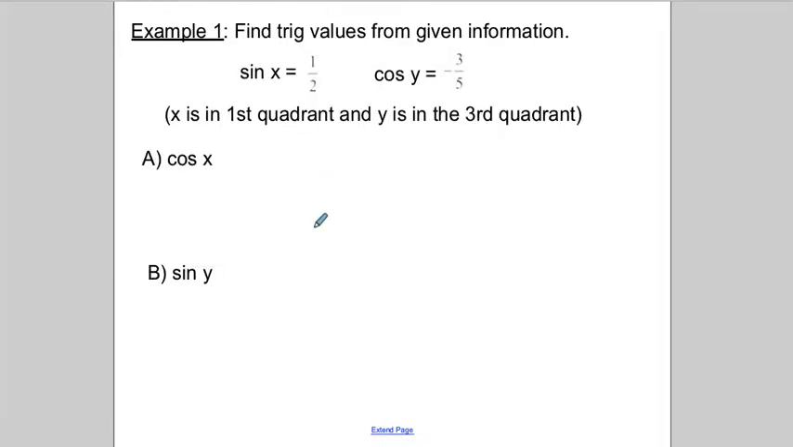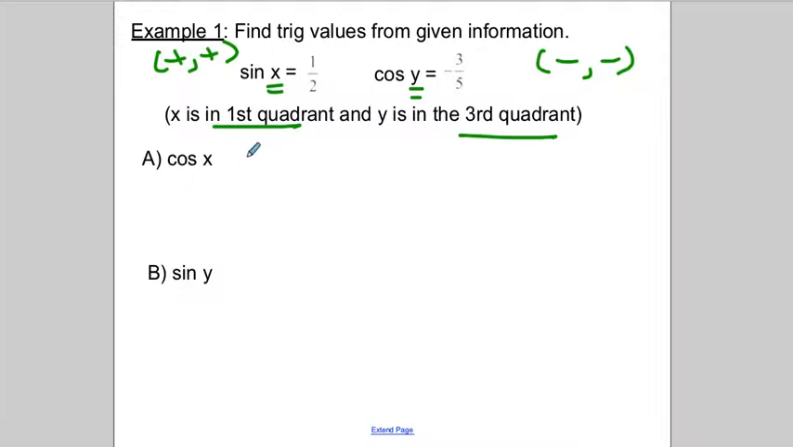The first one says, find trig values from the given information. They're telling us sine of x equals 1/2 and cosine of y is equal to negative 3/5. We need to be careful. This is x and this is y, so these are talking about two different ordered pairs. It says x is in the first quadrant and y is in the third quadrant. So the answers will be positive because we're in the first quadrant, and in the third quadrant, they'll be negative.